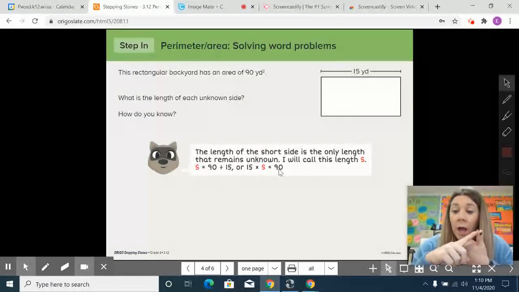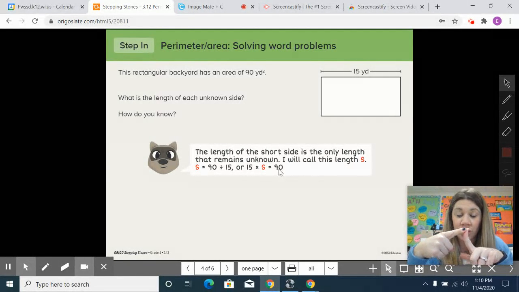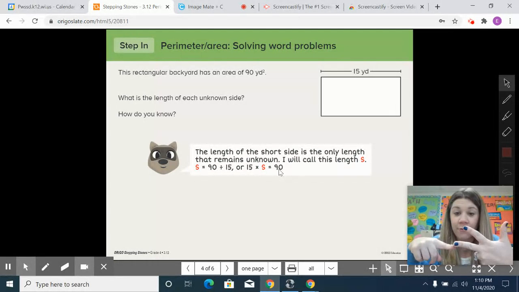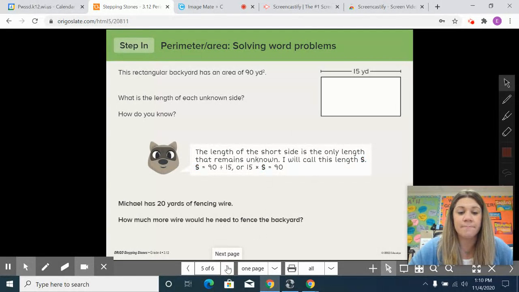Well, 15 times 1 is 15, times 2 is 30, times 3 is 45, times 4 is 60, times 5 is 75, and times 6 is 90. I just skip counted by 15, and I did it 6 times. 15, 30, 45, 60, 75, 90. So this smaller side would be 6 yards because 6 times 15 is 90.